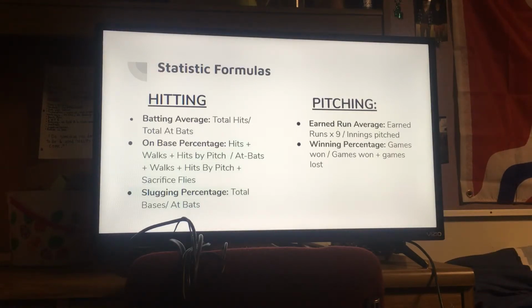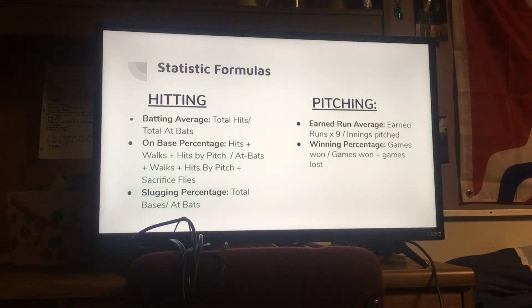Next is the pitching side of things. There's not too many statistics that a lot of people care about a lot, but these are, I would say, the main two, especially ERA, earned run average. And the way you calculate that is you take your earned runs, multiply that by 9, because that's the number of innings that you usually play in a game.